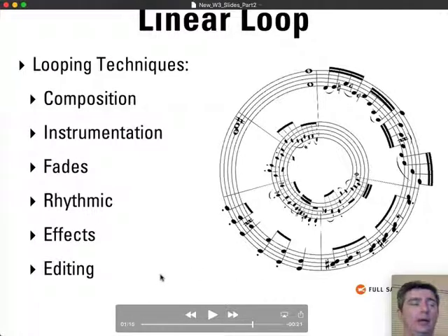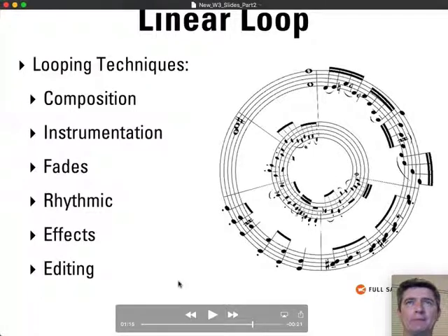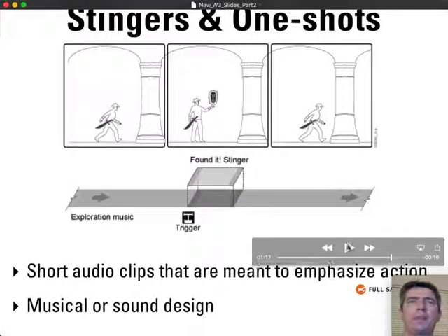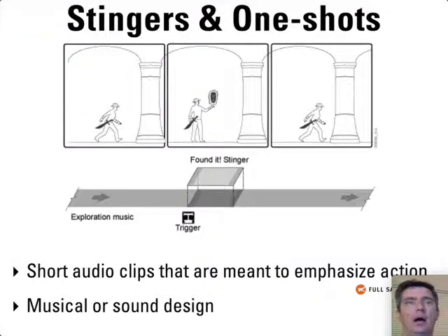This also can be the composer going back to the original session and bouncing out different stems, making sure those stems loop on their own, work together, and can be recombined together by the game. So a linear loop is very useful, a very common technique for games.